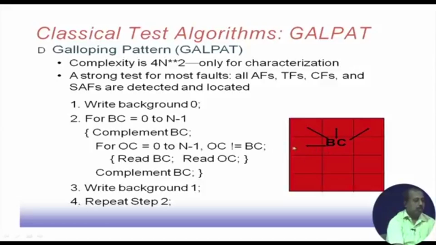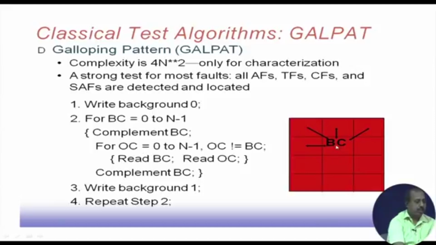First we write the background to be all 0, so the entire array is filled with 0. Then we take any of the cells, suppose this particular cell, and complement its value to 1. Now we consider all other cells in the array. We read the content of BC, and then the content of OC. OC you can read as other cells, and BC is the cell that we are considering now.